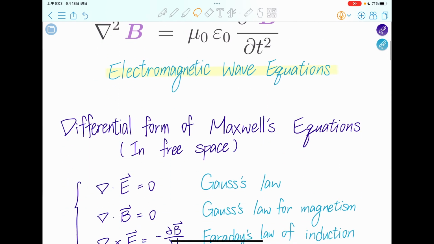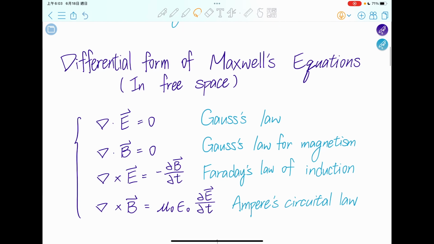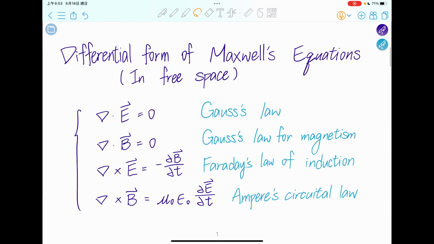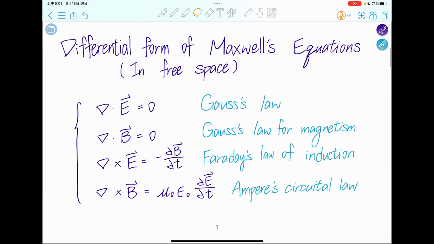Then let's recall Maxwell's equations that we learned in physics class. We're gonna use the differential form of Maxwell's equations in free space. The first one is Gauss's law, the second one is Gauss's law for magnetism, the third one is Faraday's law of induction, and the last one is Ampere's circuital law.